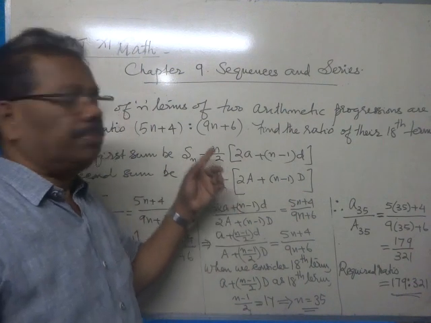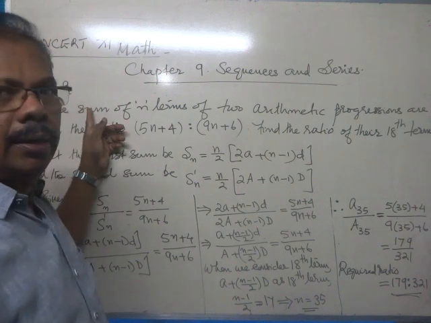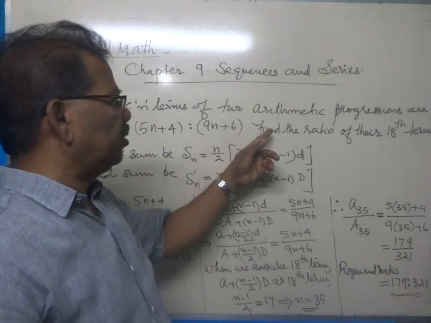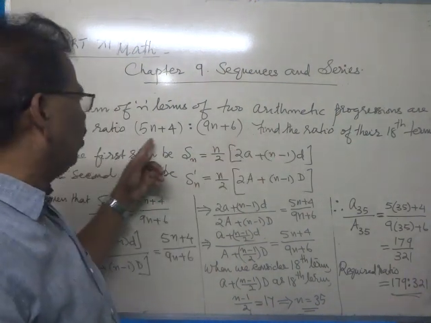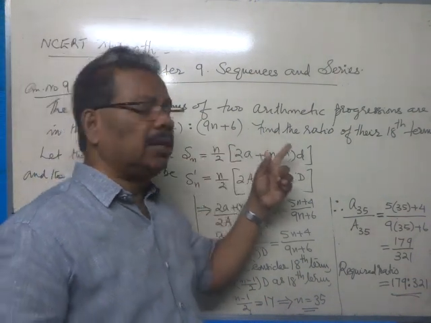In the same chapter, same exercise, question number 9. The sum of n terms of two arithmetic progressions are in the ratio 5n plus 4 is to 9n plus 6. Find the ratio of their 18th terms.